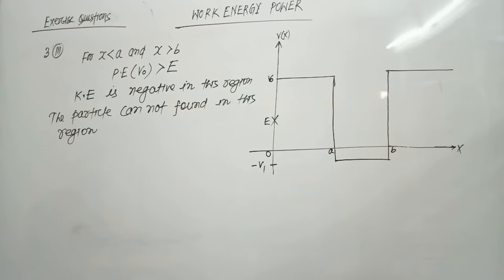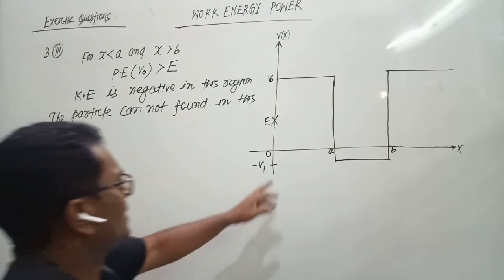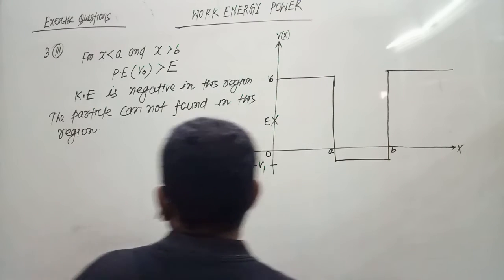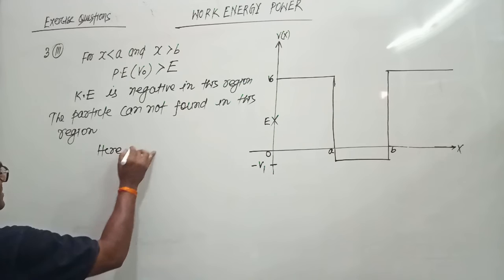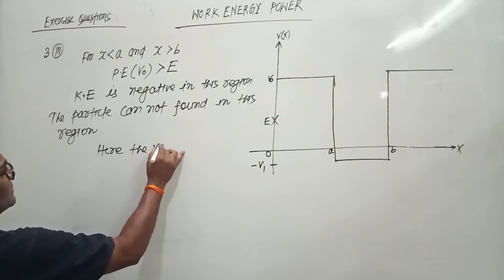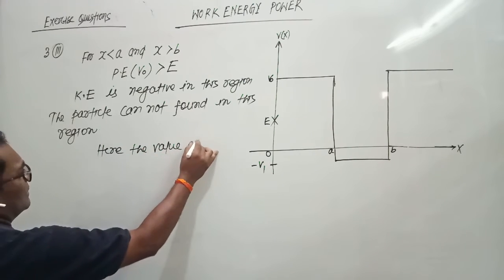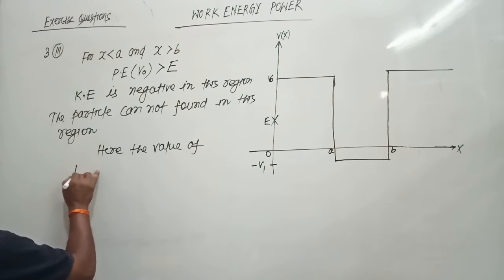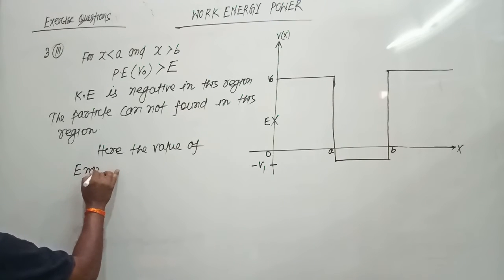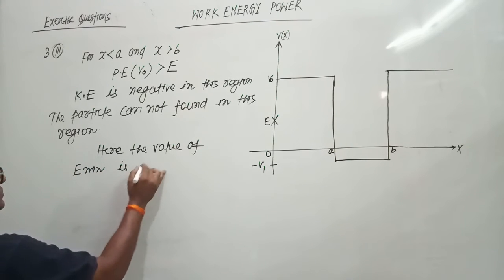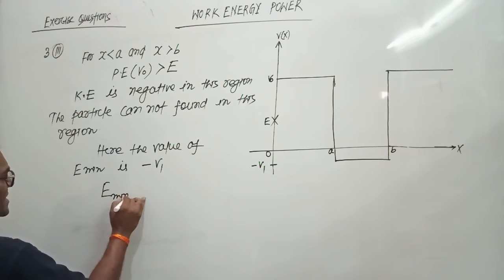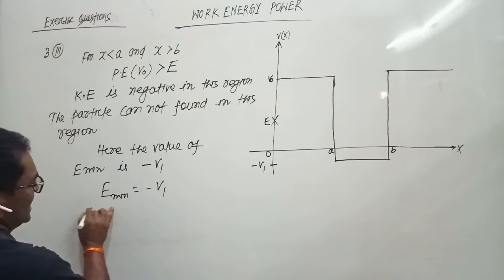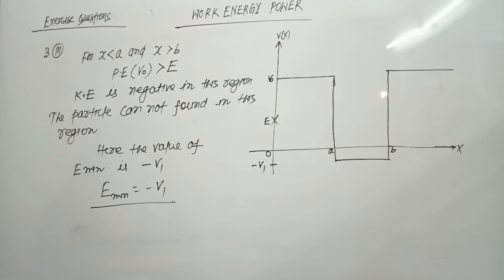Here the value of E minimum is minus V1. The value of E minimum equals minus V1.